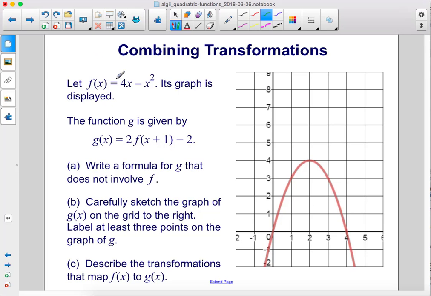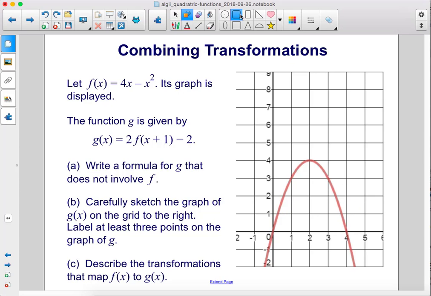Let f of x equal 4x minus x squared. Its graph is displayed. The function g is given by g of x equals 2 times f of x plus 1 minus 2. Write a formula for g that does not involve f. Carefully sketch the graph of g of x on the grid to the right. Label at least 3 points on the graph of g. Describe the transformations that map f of x to g of x.